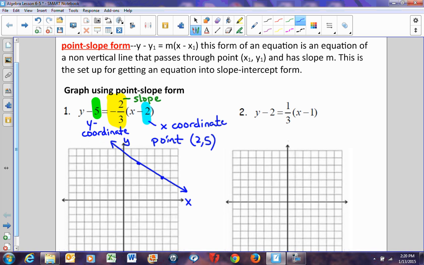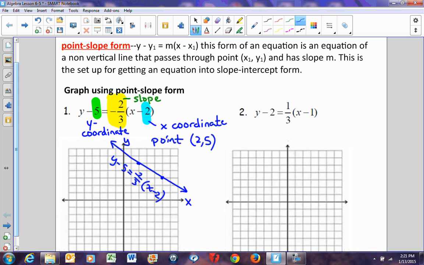Labeling this is a bit more hectic because you have to label it in point slope form. Y minus 5 equals negative 2/3 parentheses x minus 2. If you don't like graphing via point slope form, you can always simplify the equation, get it into y equals form, and graph it using slope-intercept. Let's look at problem 2 here.